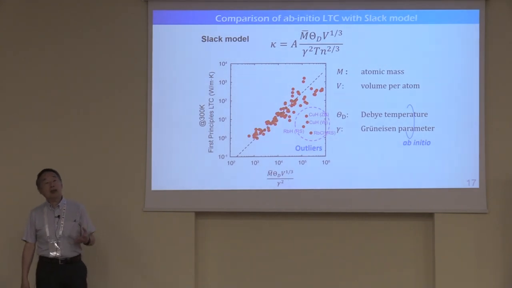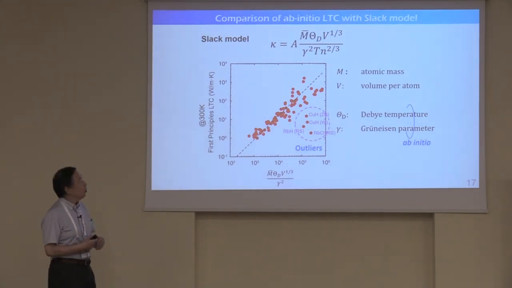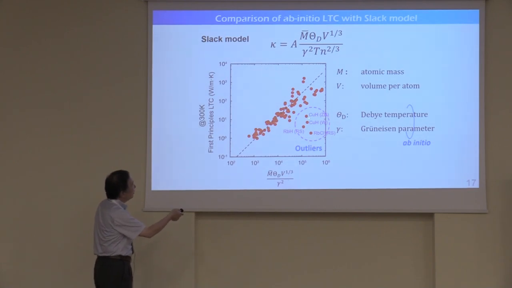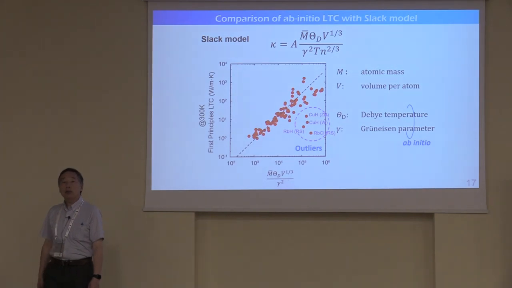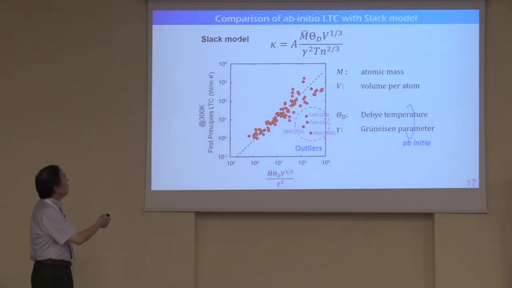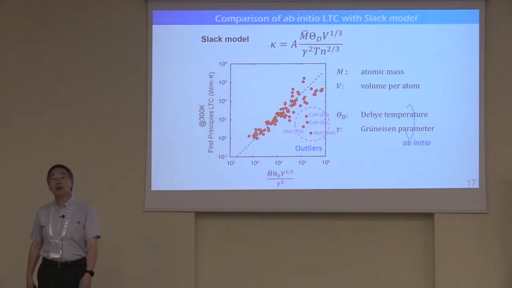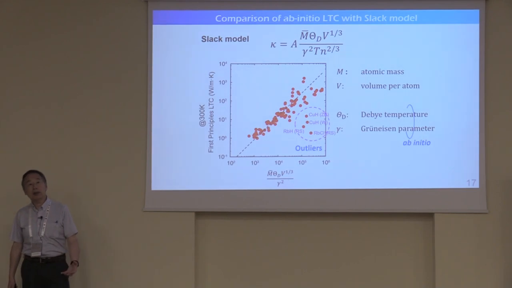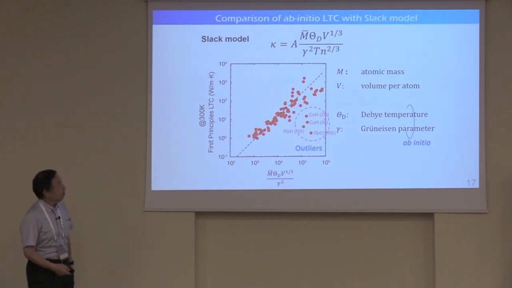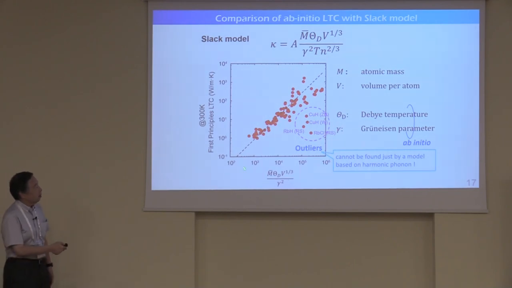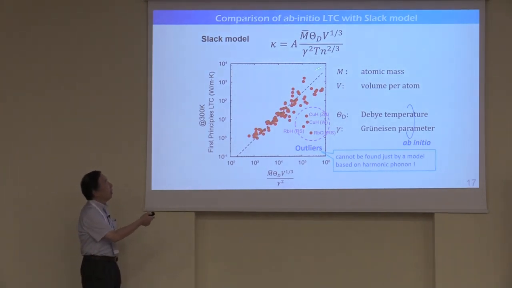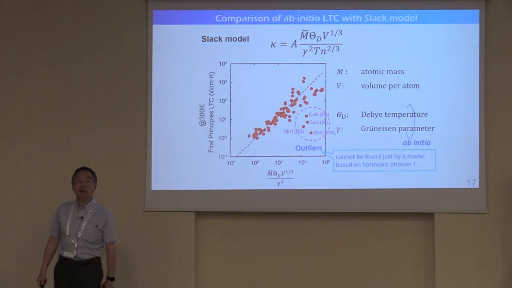Since we are interested in proposing some new compound which shows low thermal conductivity, we are interested in this zone. We are not interested in those materials, but other than that, we are interested in these outliers. So in order to predict those outliers, you can understand this type of model is not very useful. We have to do something different. These outliers cannot be found just by a model based on harmonic theory. This model is based on harmonic theory, but we have to seriously take into account anharmonicity.